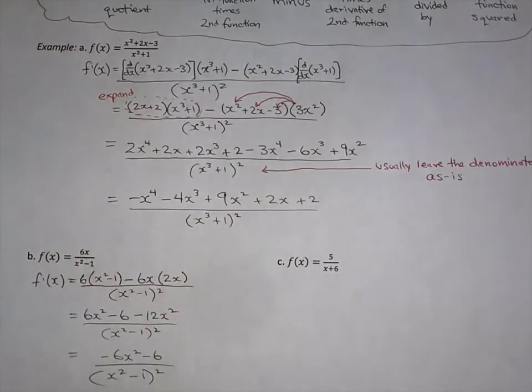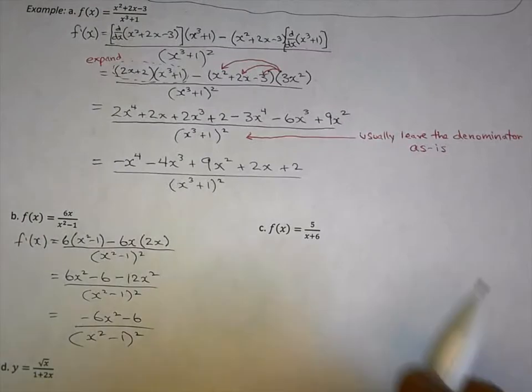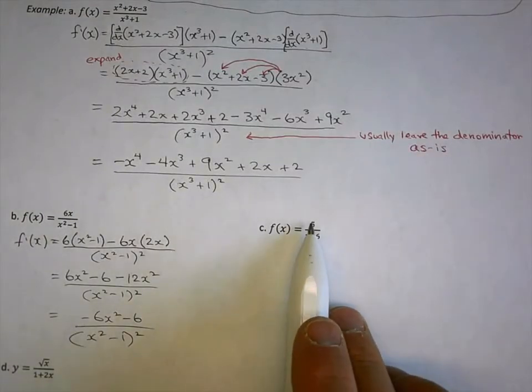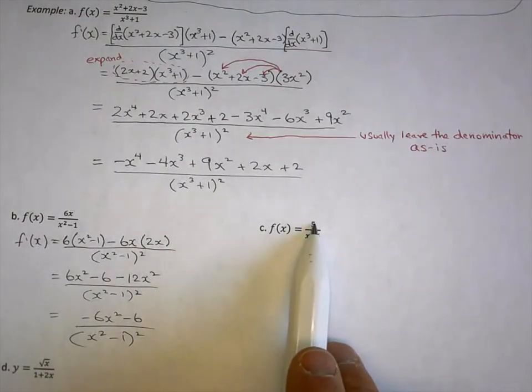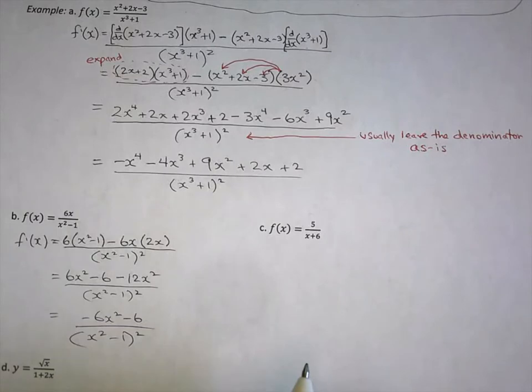Now, let's look at this next question here. Again, it's the quotient law because I have a function divided by a function. And it's too bad because this is barely a function, right? It's just a constant. But I still have something on the bottom, so I can't really avoid this.